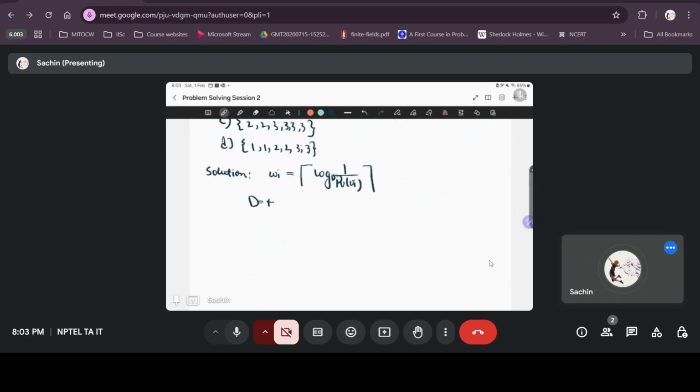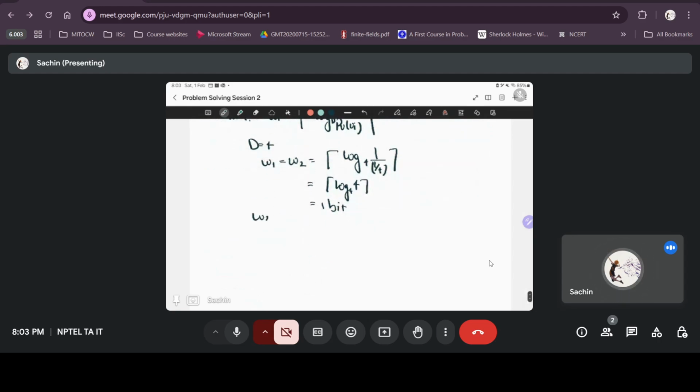So we get w1 is equal to w2, which is the ceiling of log of 1 over 1/4 to base 4, the ceiling of log 4 to base 4, which is 1 bit. W3, 4, 5, and 6 are of length ceiling of log of 1 over 1/8 to base 4, the ceiling of log 8 to base 4.